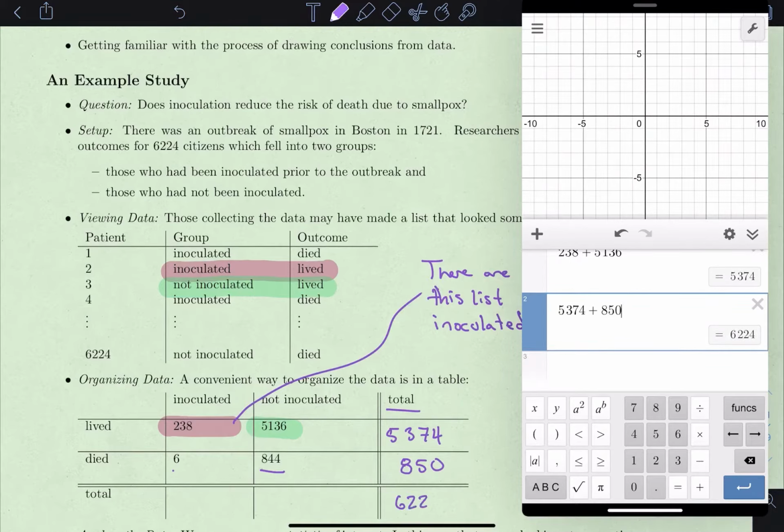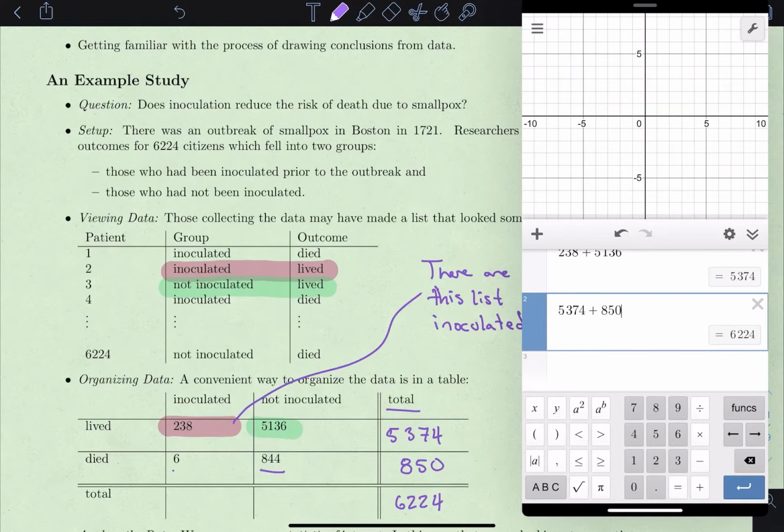This is good that these two numbers add up to 6,224 because everybody either lived or died, but nobody did both. So if you count out the total number of people who lived and add that to the total number of people who died, you should get the total number of people who were in your study, which was in fact 6,224.